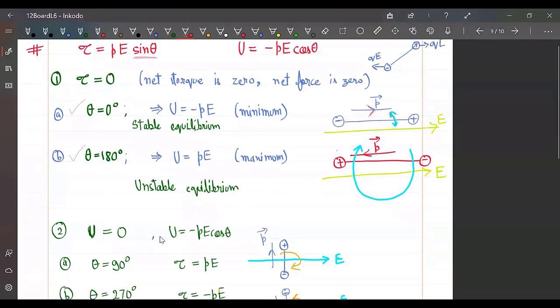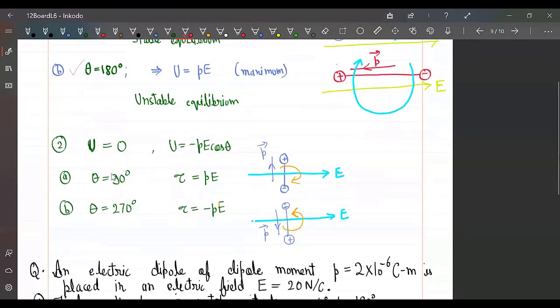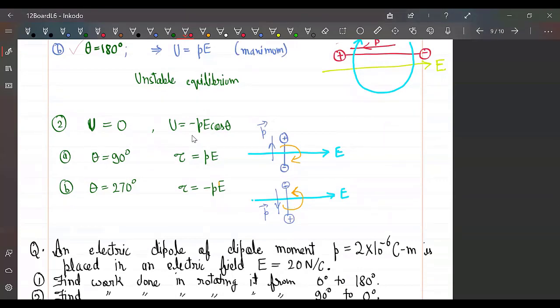On the other hand, if potential energy is 0, then minus PE cos theta should be 0. So the first case is that theta is 90 degrees and the second case is that theta is 270 degrees. When potential energy is 0 at theta 90, they are perpendicular to each other. At that time, torque is maximum. So the electric field will try to rotate it in the clockwise direction.